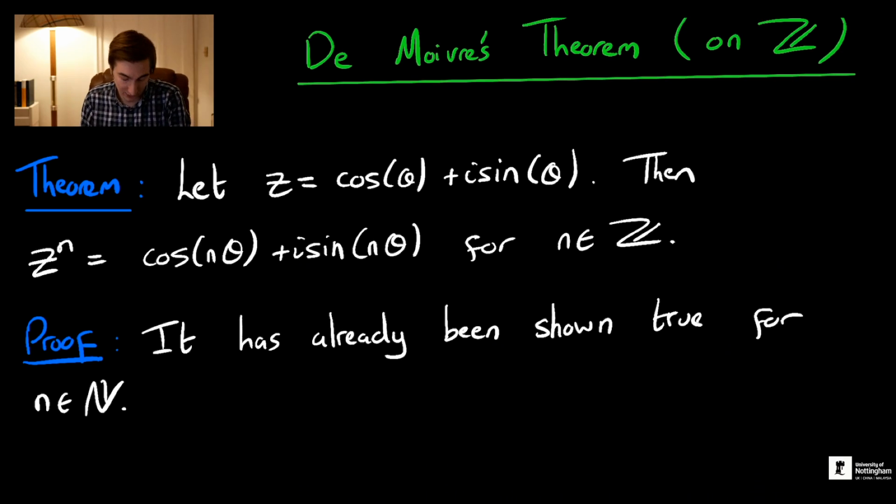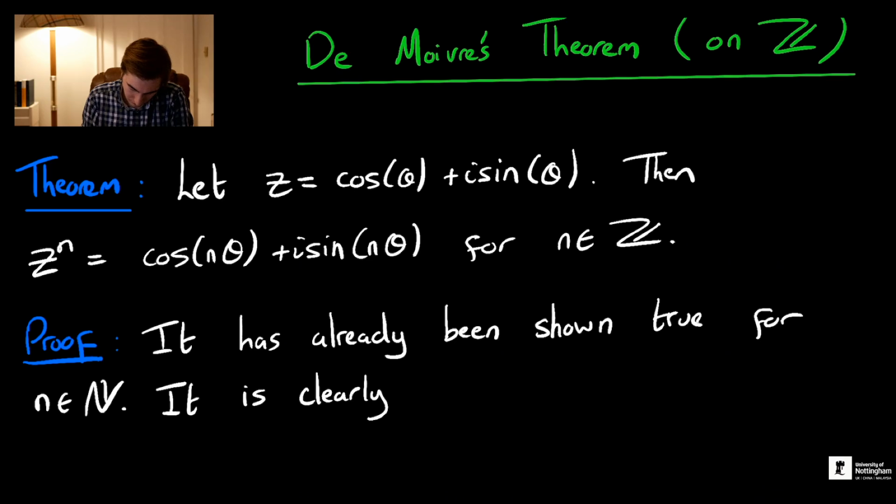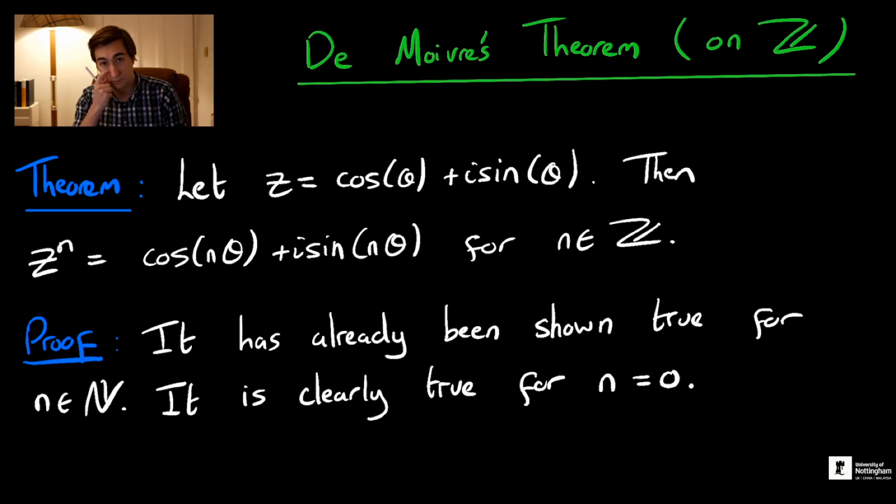Well, it clearly follows for when n is 0, right? Because on this side, we're going to have z to the power of 0, which is going to be 1. And we have here cosine of 0, which is 1, and sine of 0, which is 0, and i times 0 is 0. So it is clearly true for n equals 0. That one's just a singular case that we can check.